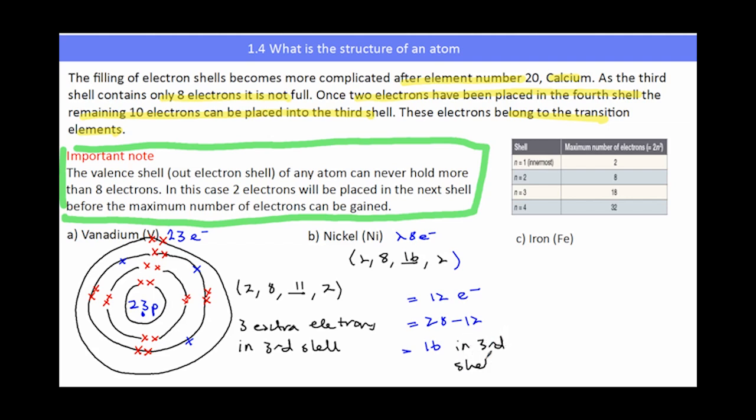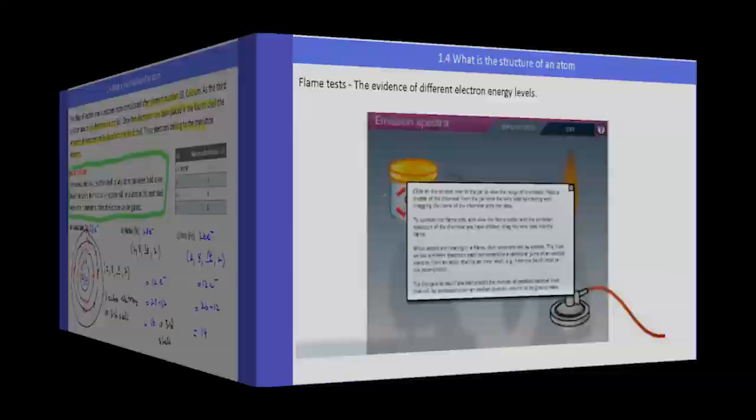We can apply the same kind of principle to iron. Iron has 26 electrons, so it will have 2 in the first shell, 8 in the second shell. The third shell will just leave blank, put our 2 electrons in the fourth shell, and then we can go back and work out how many electrons are in that third shell. So 26 take away 12 is 14, so iron has 14 electrons in the third shell. The third shell is filled up by things that are in the transition metal elements.